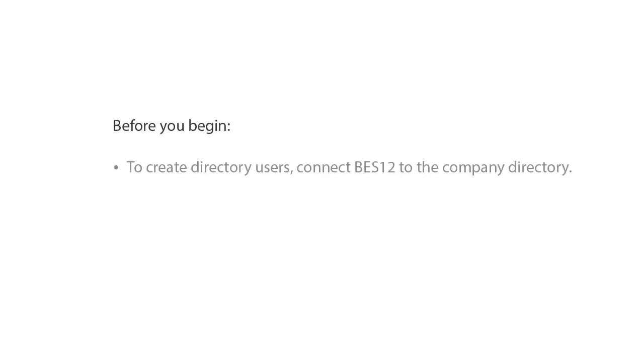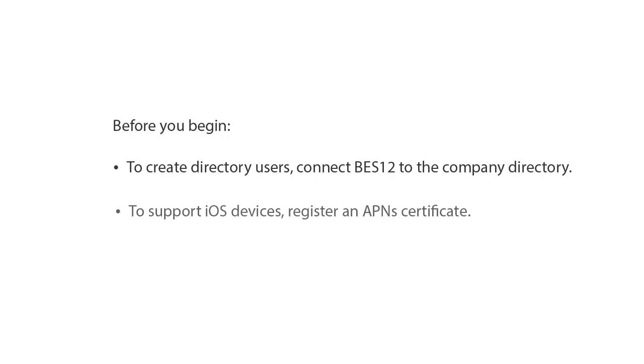Before you begin, note the following requirements. Using BES 12, you can create local users or directory users. You create local users by manually typing the user's information. You create directory users by adding the user from your company directory, for example from Microsoft Active Directory or LDAP. If you want to create directory users, you must connect BES 12 to the company directory. To support iOS devices, you must get an APNS certificate from Apple and register it with BES 12.